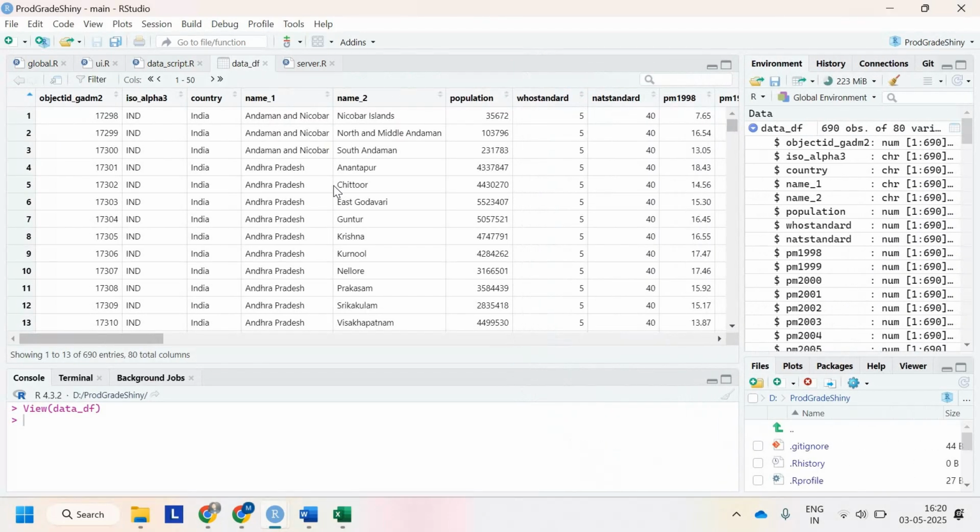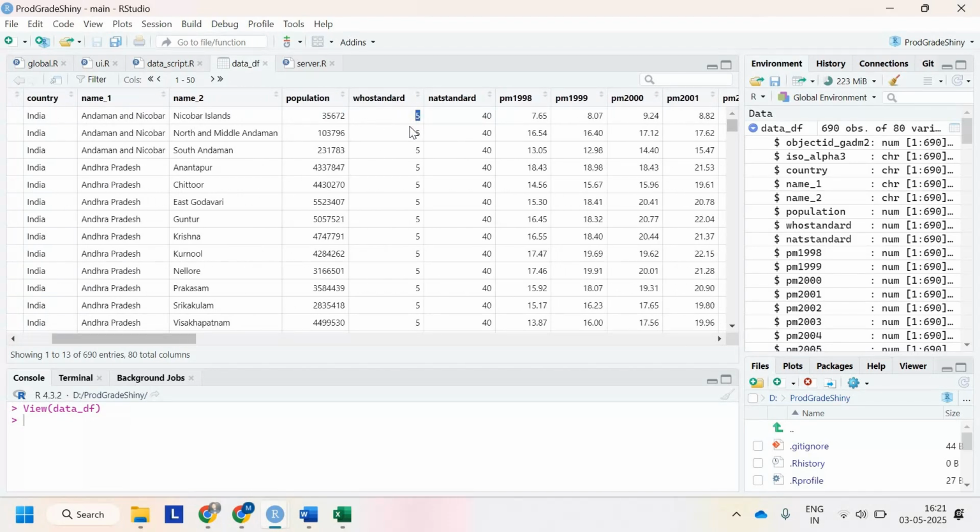Here you can see it in a tabular form. This one is ISO alpha, which is basically the country code for India, and this is the country name. This one is a state name. This one is a district name. So this data is basically level 3 data, in which we have the data for the country, for the state, for the district. And this one is obviously indicating the population of that particular district.